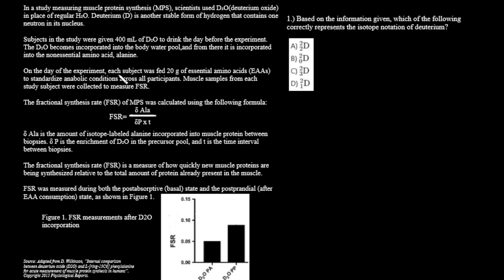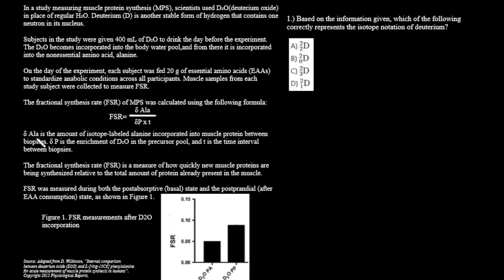On the day of the experiment, each subject was fed 20 grams of essential amino acids, or EAAs, to standardize anabolic conditions across all participants. Muscle samples from each study subject were collected to measure FSR. The fractional synthesis rate, or FSR, of MPS was calculated using the following formula. FSR is equal to delta ALA, which stands for alanine, divided by delta P times T.